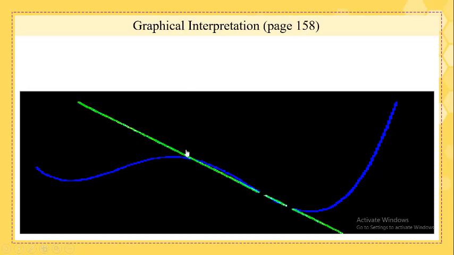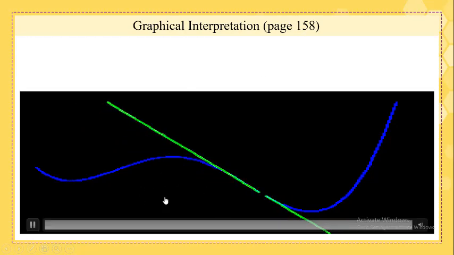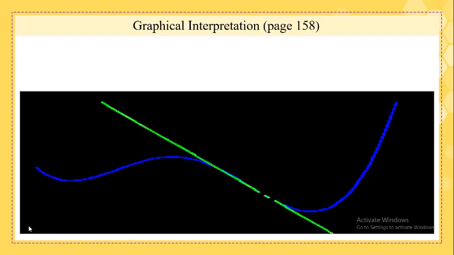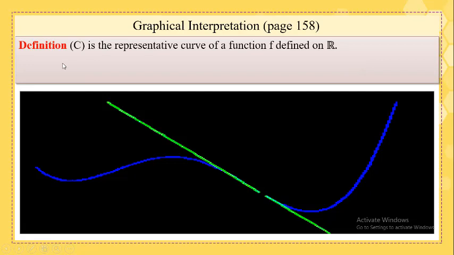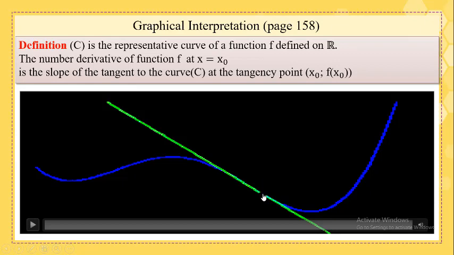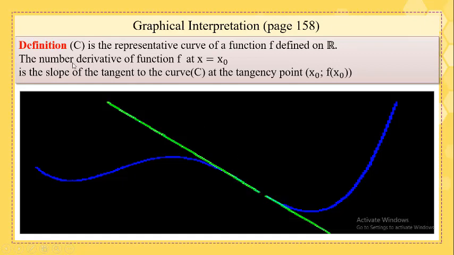Graphical interpretation. If you look here at this video, you notice that the 2 points are approaching each other in order to have a tangent at one point. We say the number derivative of function f at x equal x0 is the slope of the tangent to the curve at the tangency point. I mean, the tangent at this point on the curve, the slope of this tangent is simply the number derivative at x0.